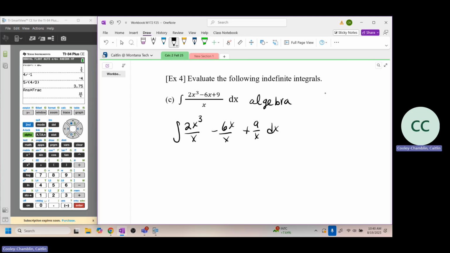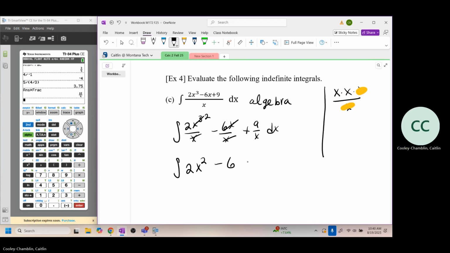I have time to do a little algebra here. That's like saying x times x times x divided by an x, where one cancels out. So that leaves us with x squared. So the integral of 2x squared, because that cancels, minus 6, because the x's just cancel, plus 9. I really don't like having that x in the bottom. You guys can leave it there if you want to, but I'm going to bring it up to x to the negative 1 dx.